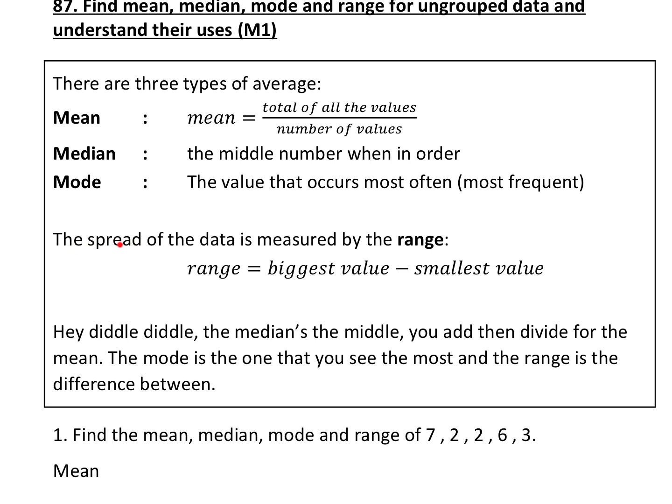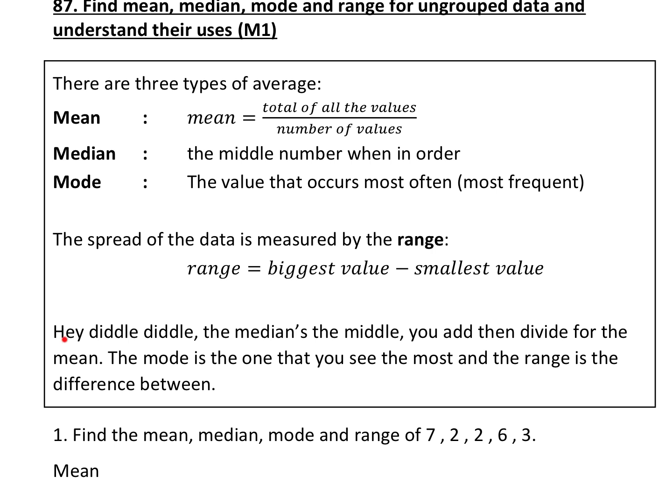Now the spread is not average. Spread literally is how spread out something is. And we can measure that by the range. So the range measures spread, and it's the biggest or the largest value minus the smallest or the lowest value.